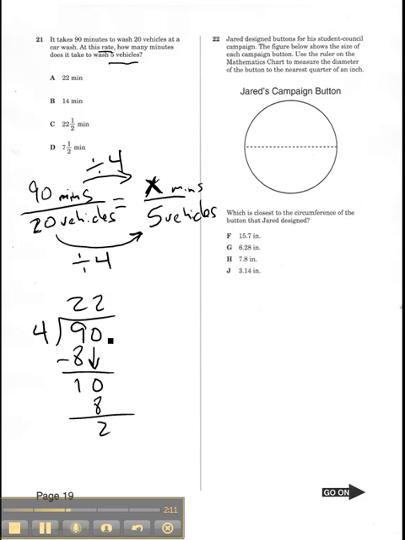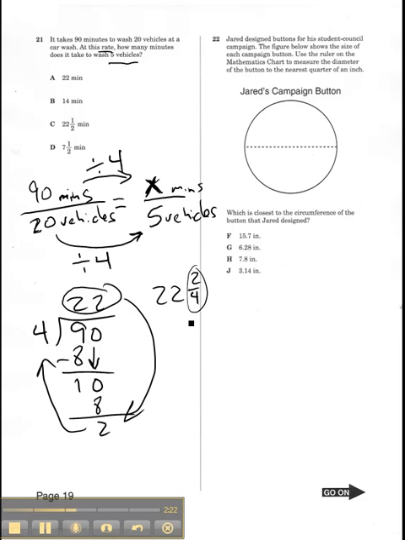So I could either add a decimal and a 0 and keep going, or I could just set up a mixed number. 22 and 2/4. And then if you simplify that fraction, that's 22 and 1/2. 22 and 1/2 minutes to wash 5 vehicles. So looking at our answer choices, that's answer choice C.